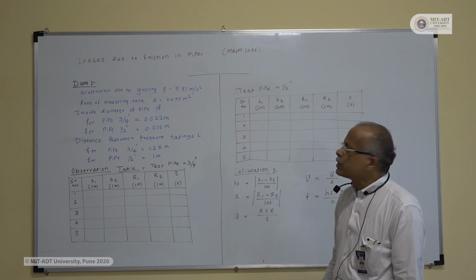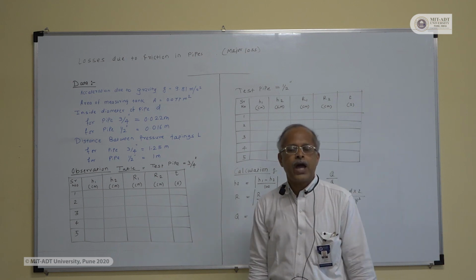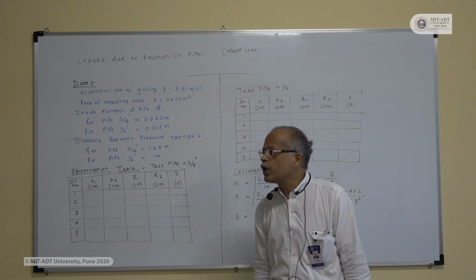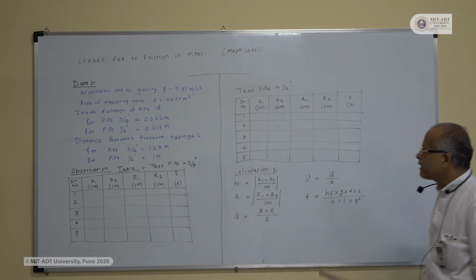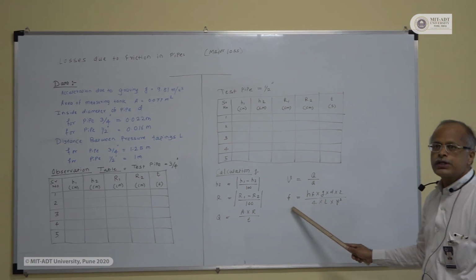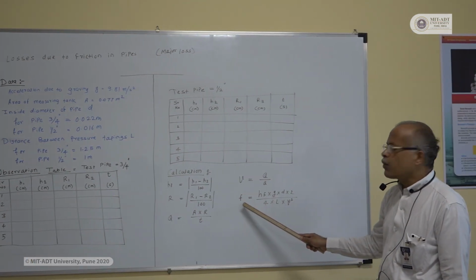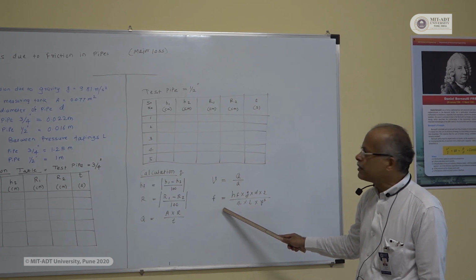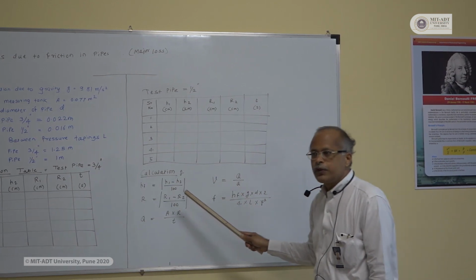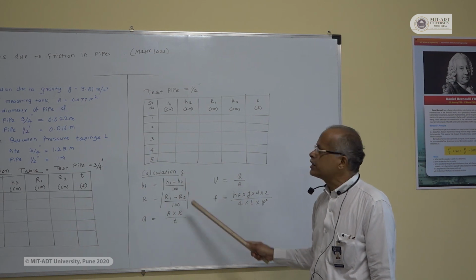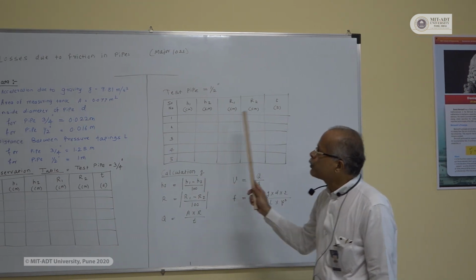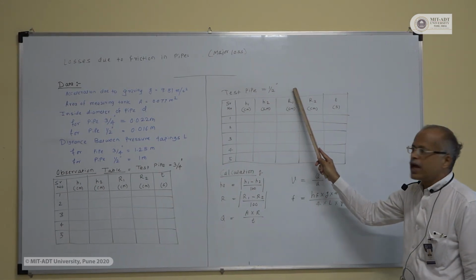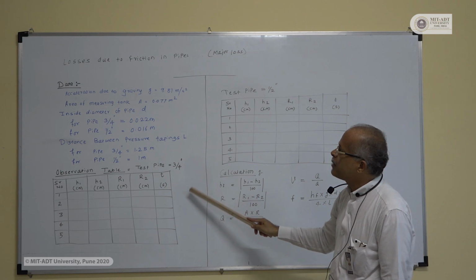There are two important types of flow, laminar flow and turbulent flow. The equations are available for calculating the friction factor. For turbulent flow this is known as the Darcy-Weisbach equation, and for laminar flow generally the Hagen-Poiseuille equation is used. In the experiment we are using two test pipes, half-inch diameter and 3/4 inch diameter.